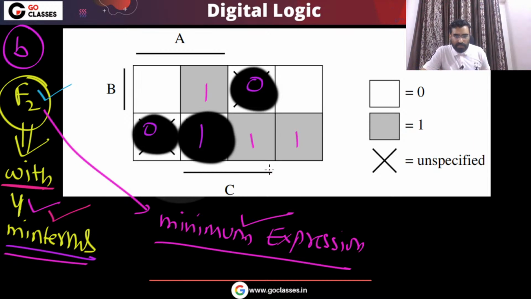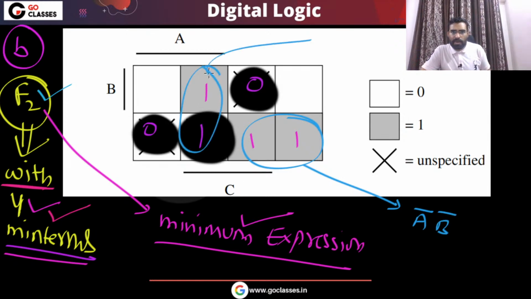Which function will you get here? So here you can do it like this. What will this give you? This is the area of A bar and the area of B bar. This is the area of A bar, B bar.